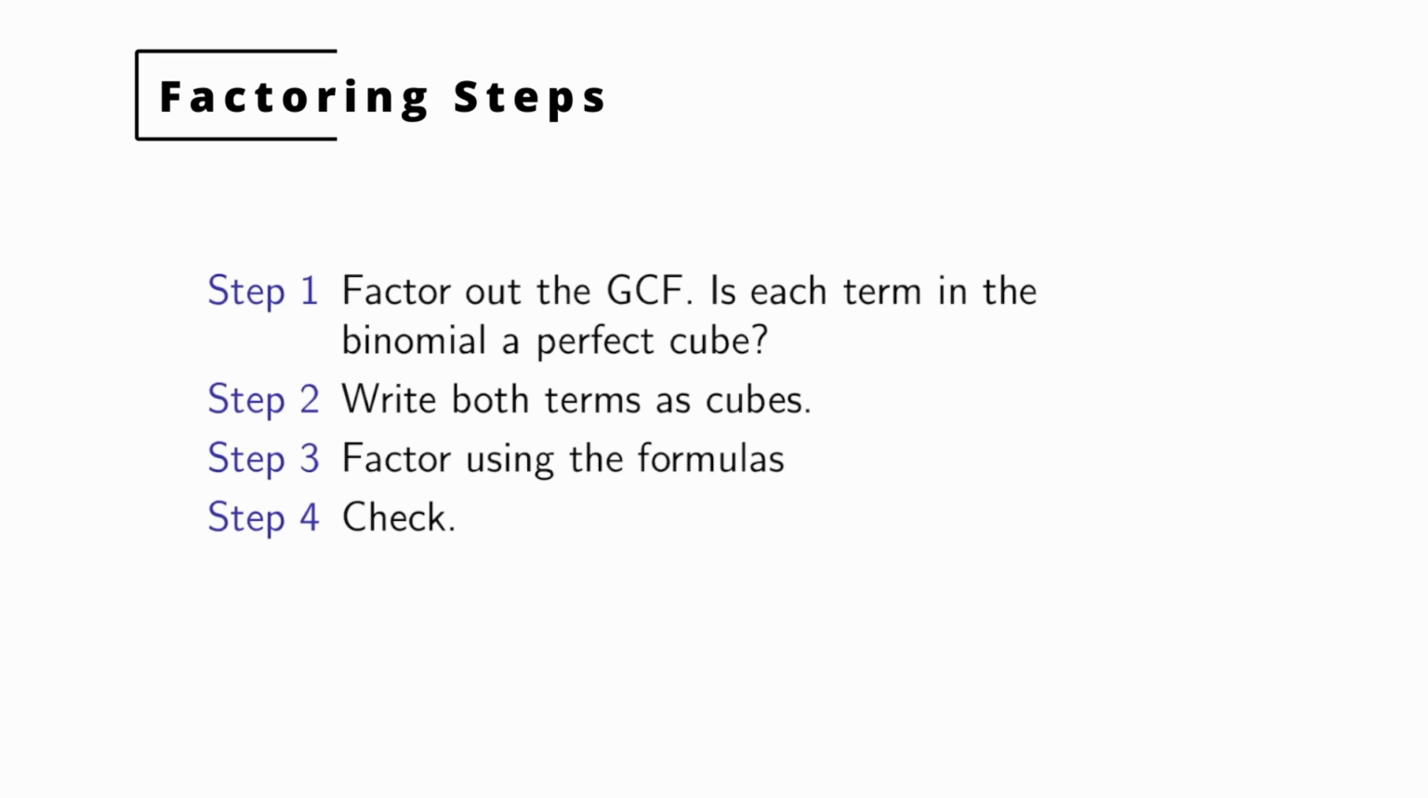All right, let's look at the steps to factoring a sum or difference of cubes. Step one is the same always. Factor out the greatest common factor. Check for any common factors amongst all of your terms. Once you've done that, you're going to have a resulting binomial. Is it a perfect cube? If so, step two, write both terms as cubes. So you may already have an x cubed, but if, for example, you had a 27, 27 is 3 cubed, so write 27 as 3 cubed. And then you simply factor using the formulas on the previous slide. Step four, if you feel like it, check your work. Always a good idea on tests and things.